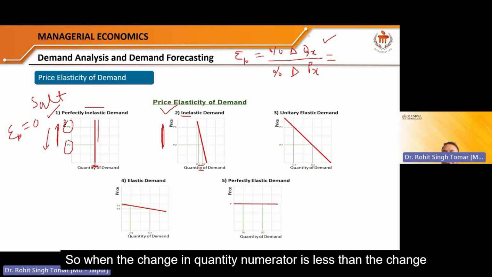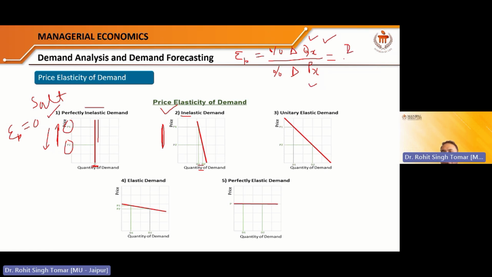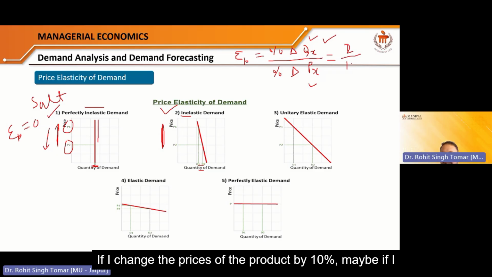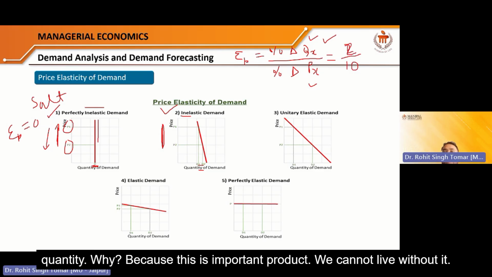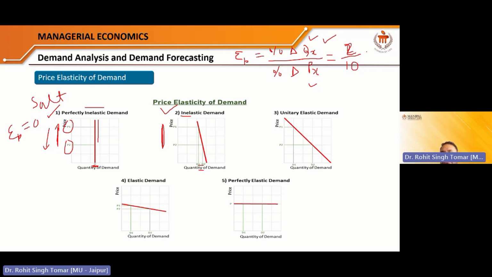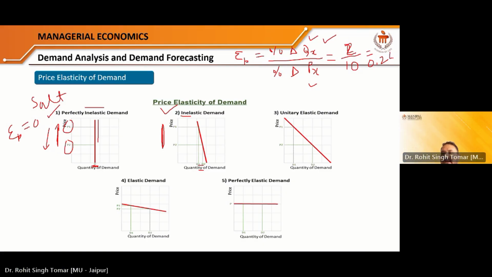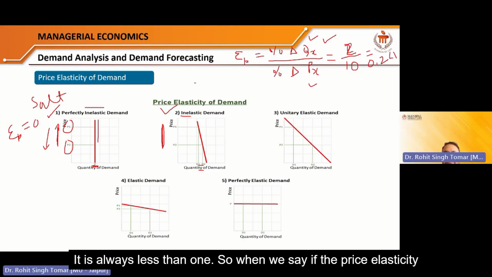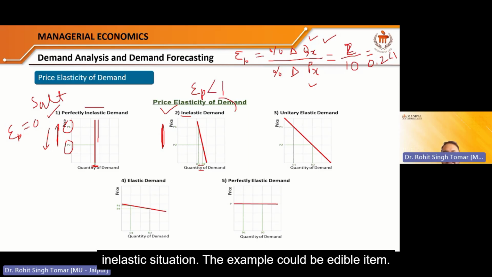So the change in quantity, the numerator, is less than the change in price, the denominator. Say there is just a 2% change in the quantity. If I change the price of the product by 10%, whether I increase or decrease it, there is very little change in the quantity. Why? Because this is an important product. We cannot live without it. So its elasticity, if you solve it, will be 0.2. And this 0.2 is always less than 1. So when the price elasticity is less than 1, it is known as the inelastic situation.